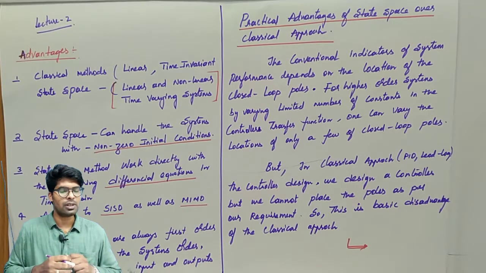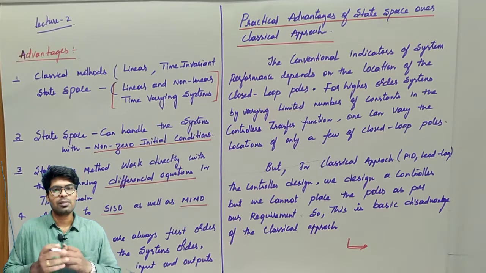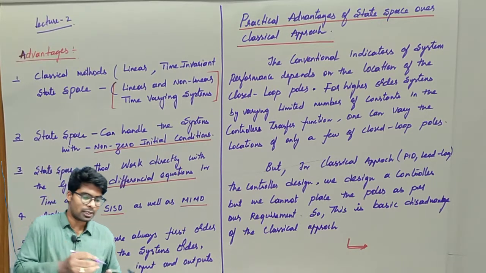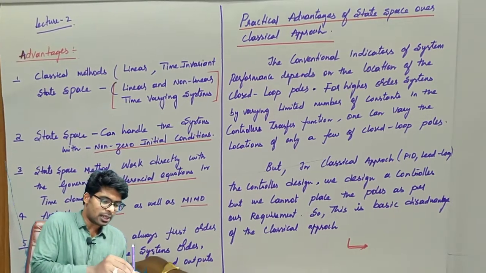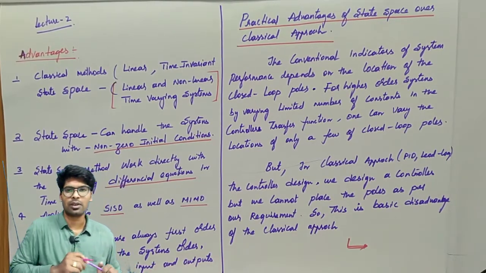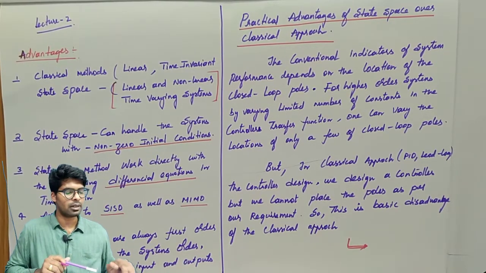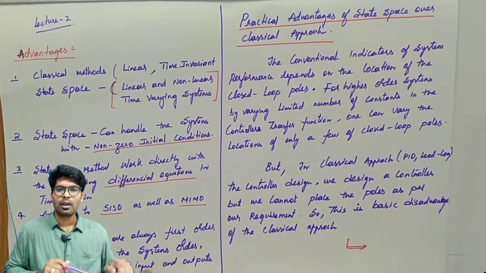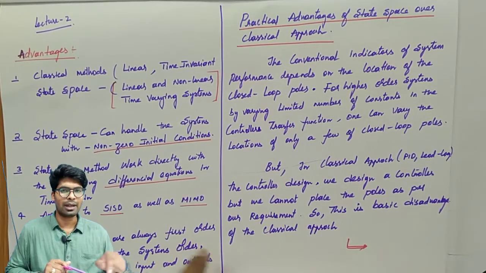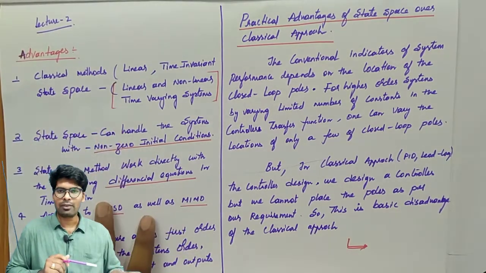The state equation is always first order irrespective of the system order. State space analysis mainly deals with the state equation only. Even if the system order is fourth order, fifth order or higher, the state equation is always first order irrespective of the system's order. You'll understand this statement better when we go to the mathematical details. So these are the normal advantages.